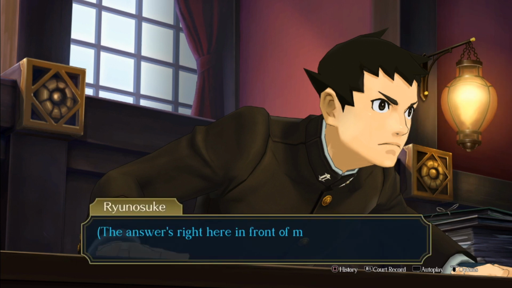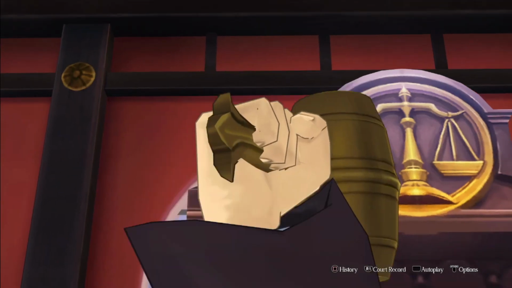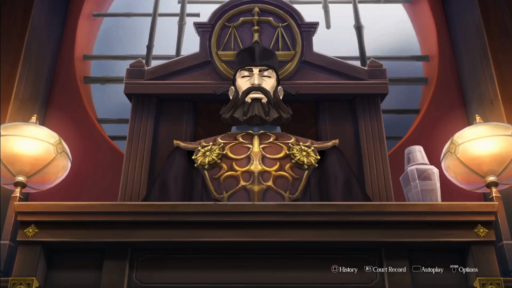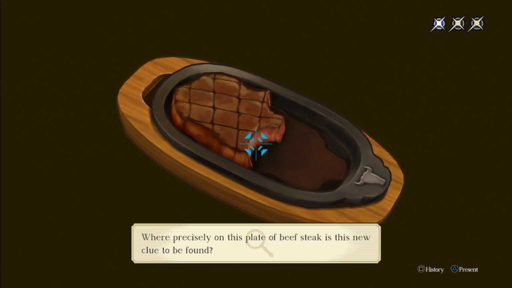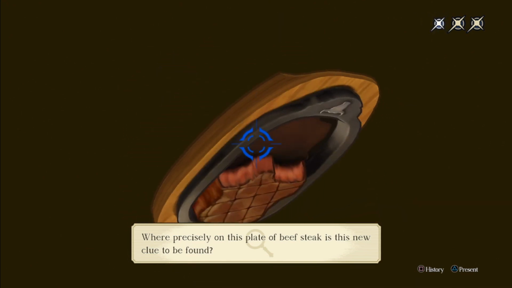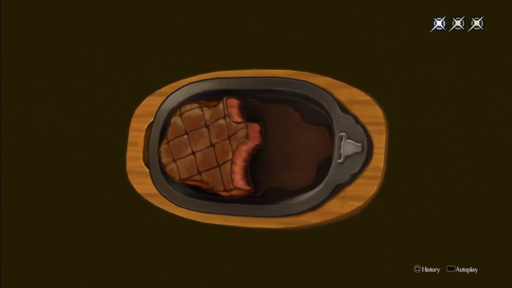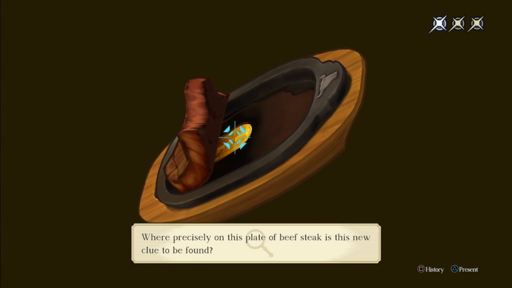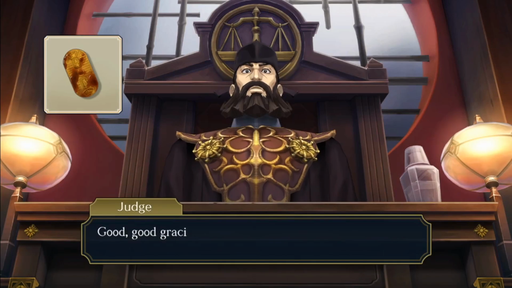Could I have lifted it up? The answer's right there in front of me. I'm sure of it. There's only one thing to do. Turn the steak over and over until I find something to help me out of this mess. Okay, I guess I messed it up. Whoops. How am I supposed to turn this then? Can I click on it? Oh my god, okay. Now we can finally pick it. Got it! Got it? Why is he talking like that now?